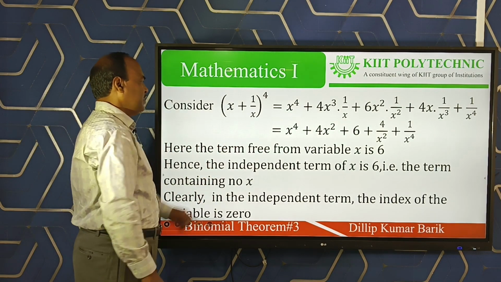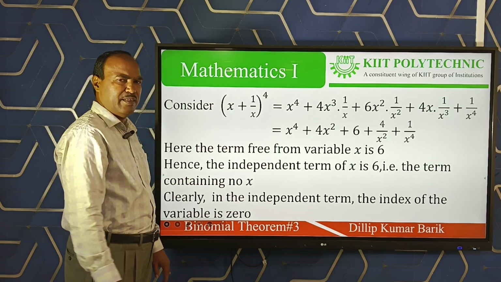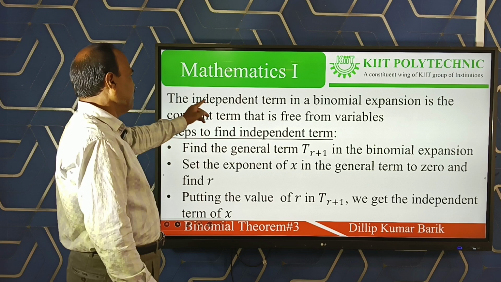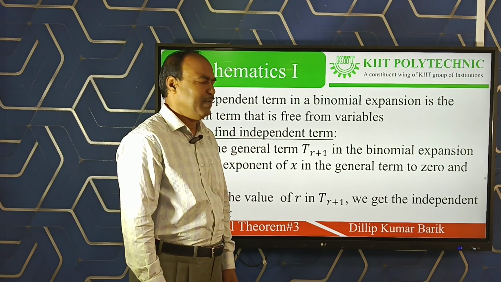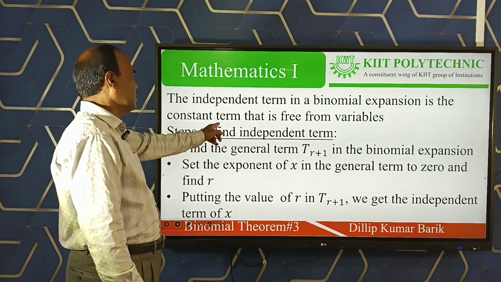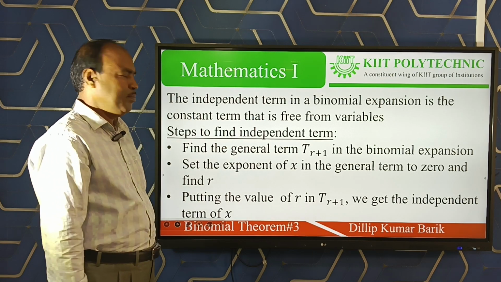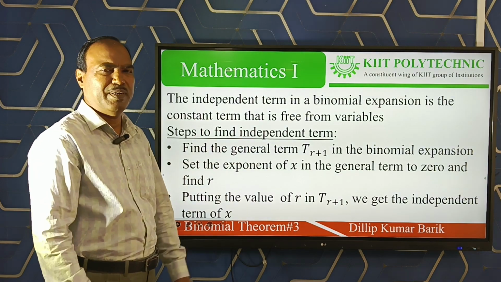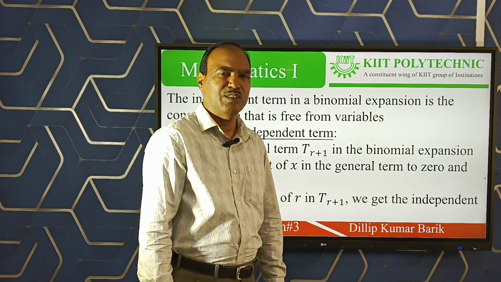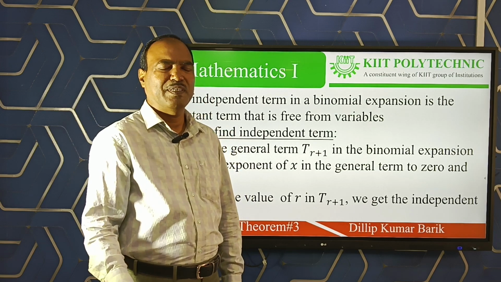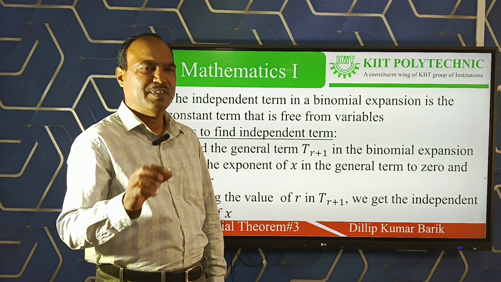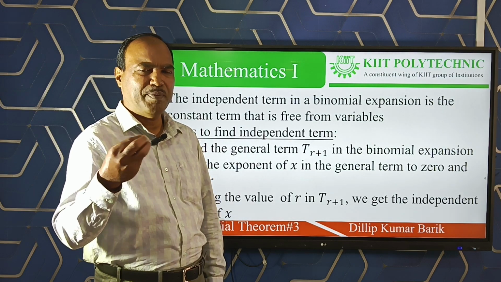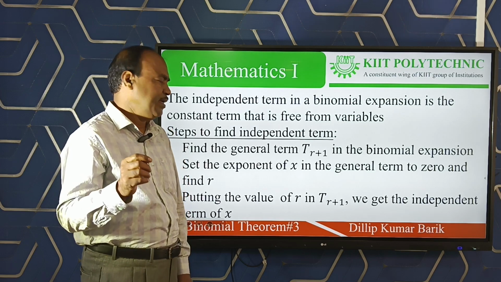Now, consider how to find the independent term in a binomial expansion. The independent term in a binomial expansion is the constant term that is free from the variable. And these are the steps to find the independent term. Suppose in a binomial expansion, x plus 1 by x to the power 5, after expansion we get 6 terms. That means, how to find, without expanding, directly the term which does not contain x.